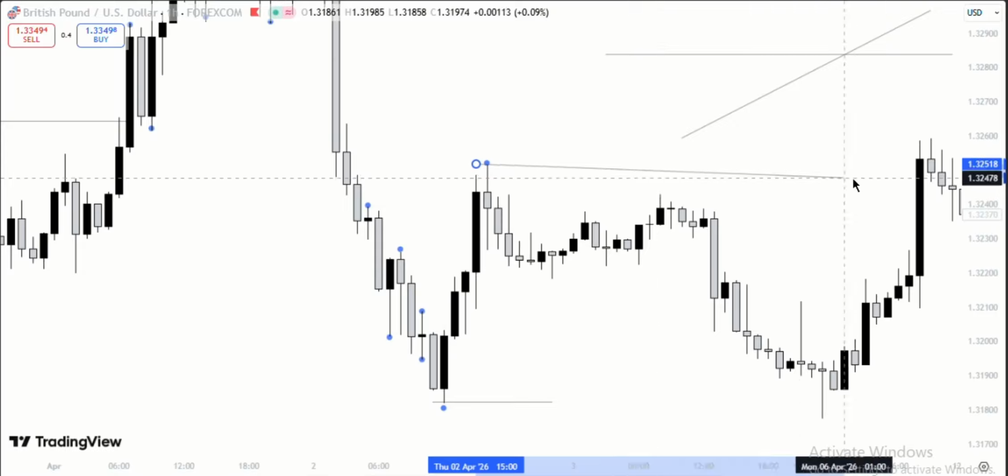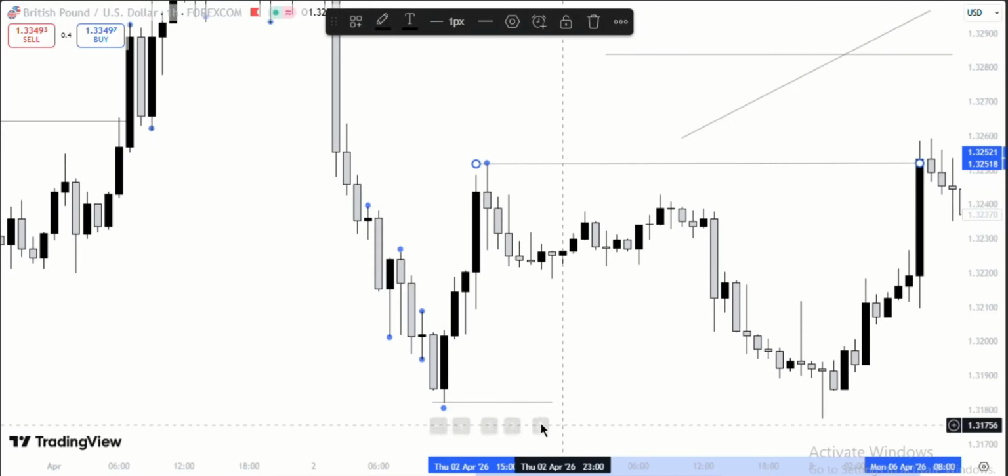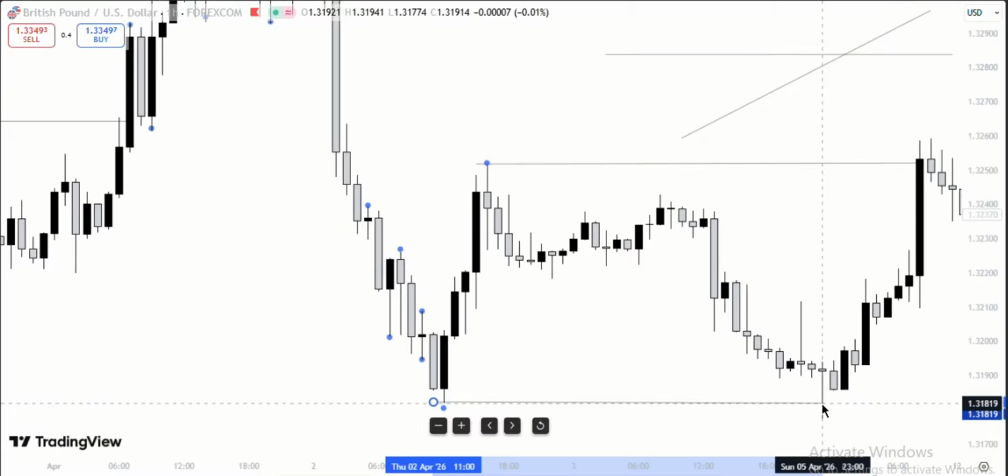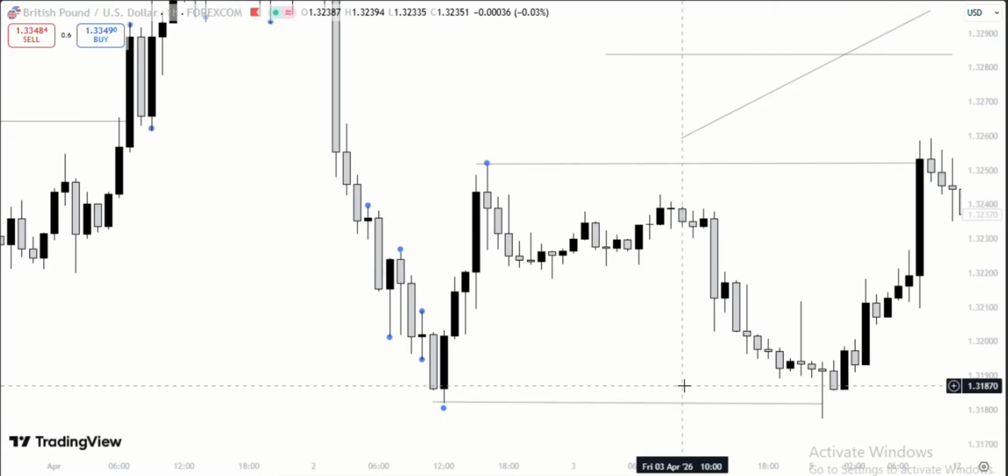Okay, you mark your trend line. Sometimes we have big structures, sometimes we have just small structures. So which did the market break first? The market broke this low first.